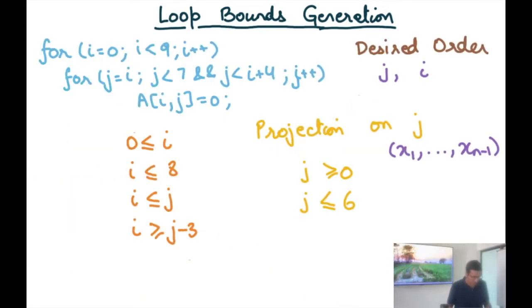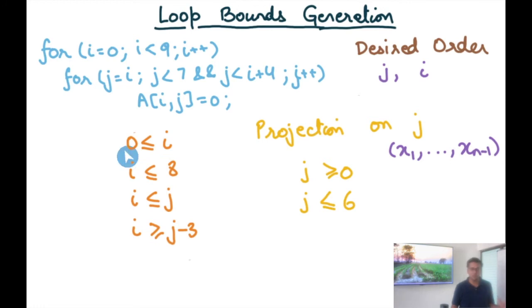To see this with an example, here's our code: for i equals 0 to 9, i plus plus, for j equals i till j is less than 7 and j is less than i plus 4, j plus plus, and then there's some loop body, a[i][j] equals 0 in this case. Now the desired order was j comma i. So what do I do? I start with the innermost loop index, which is i, and I try to remove it and project on the remaining loop indices, which in this case is j. And so I basically bring my inequations into the form, because xn in this case is i, so I say 0 is less than or equal to i.